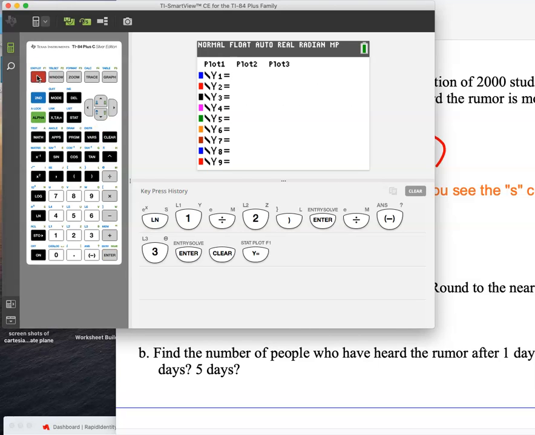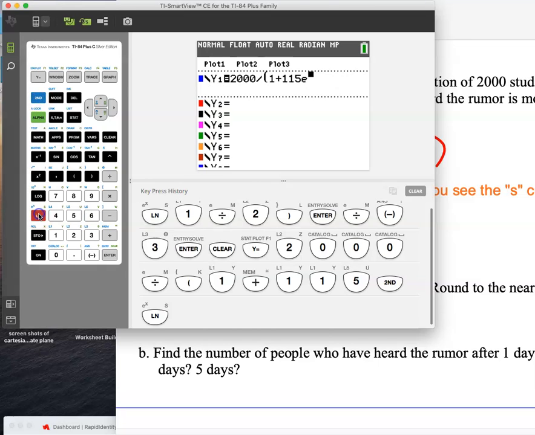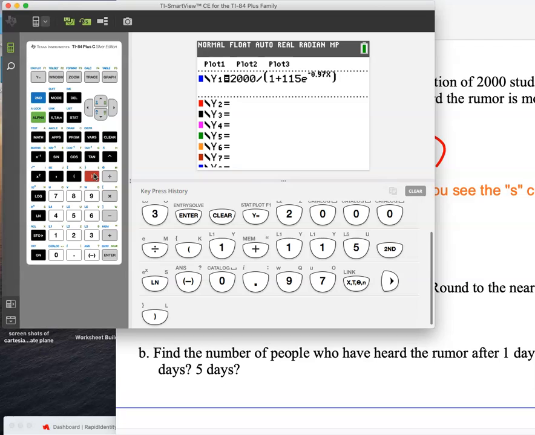So on the top, we had that 2,000 for our numerator, divided by, and don't forget to use the parentheses there, 1 plus 115, and then we have to call up that natural base feature, which is e to the x, and that's going to be second ln, and we need negative 0.97, and we'll use an x, arrow it over once to kick it out, and then finish up those parentheses.